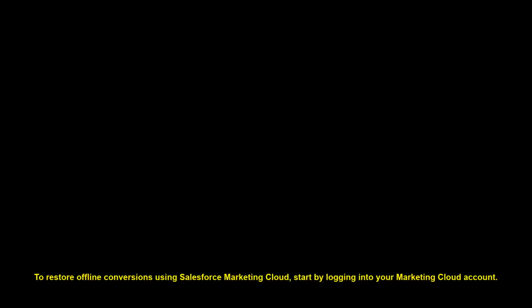To restore offline conversions using Salesforce Marketing Cloud, start by logging into your Marketing Cloud account. Navigate to the Audience Builder section in the platform. From here, select the data extension where your offline conversion data is stored. Ensure that the data fields match the required schema for your conversion data.